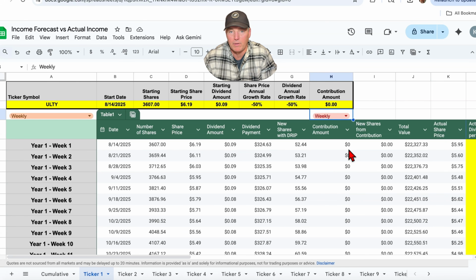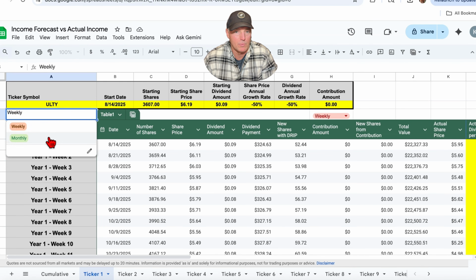If you're doing it monthly, say it's $100 a month, it'll only add $100 once a month instead of each week. Same with here. Now, I kind of lied. I said only touch the yellow. These two pink ones you can change.